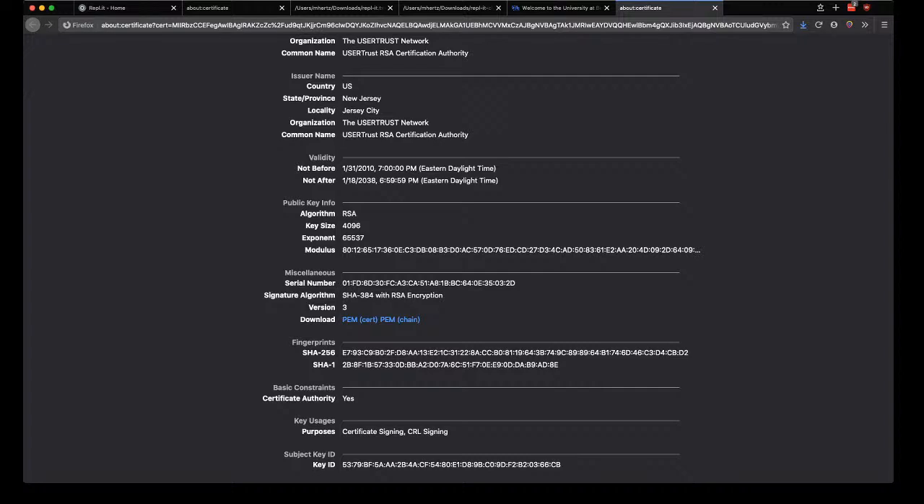So this is sort of how all of the security on the internet works. We all have these different certificates, or if we want to use HTTPS, we get these different certificates. We have that web of trust.